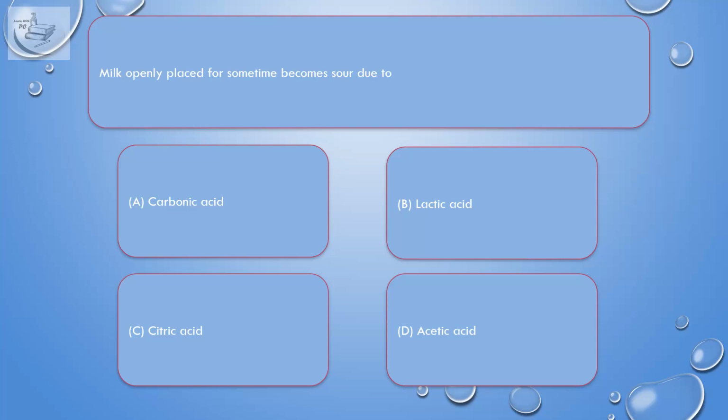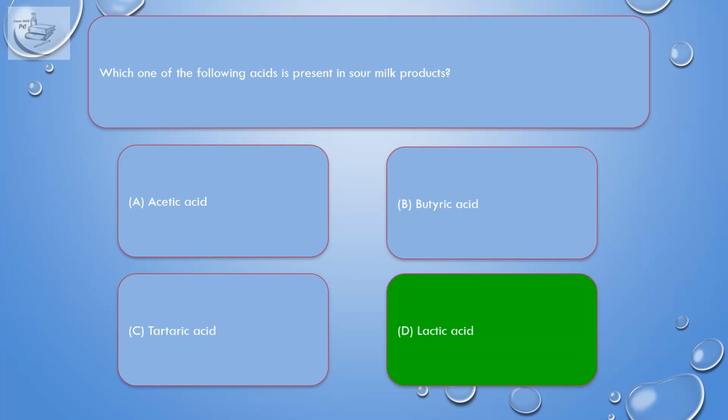Question: milk openly placed for some time becomes sour due to A. Carbonic acid. B. Lactic acid. C. Citric acid. D. Acetic acid. Correct answer is B. Lactic acid. Question: which one of the following acids is present in sour milk products? A. Acetic acid. B. Butyric acid. C. Tartaric acid. D. Lactic acid. Correct answer is D. Lactic acid.